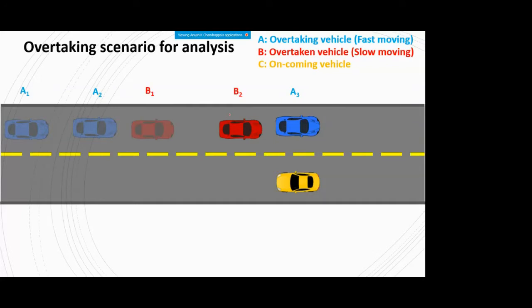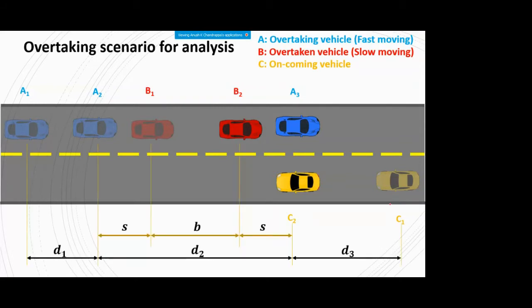Similarly, for the overtaken vehicle, the slow moving vehicle, we have two locations. B1 is the original location when the overtaking operation started, and B2 is the final location when the overtaking operation ended. And for the yellow car, the oncoming vehicle, again we have two locations. C1 was the initial location when the overtaking operation started, and C2 when the overtaking operation completed.